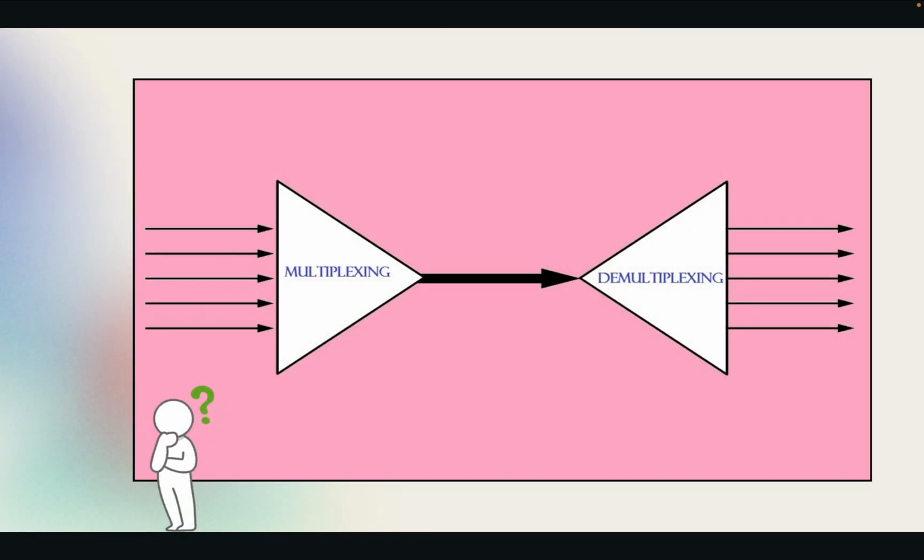Now, this figure shows the basic diagram of multiplexing, which includes multiple different inputs and one output, and the demultiplexer takes the one input and gives multiple outputs.